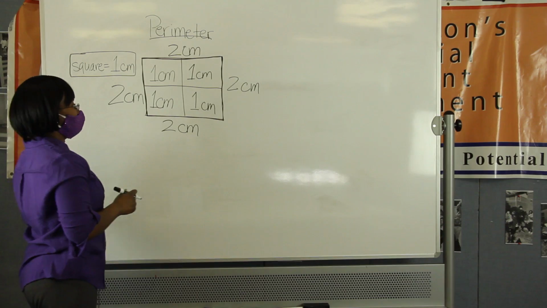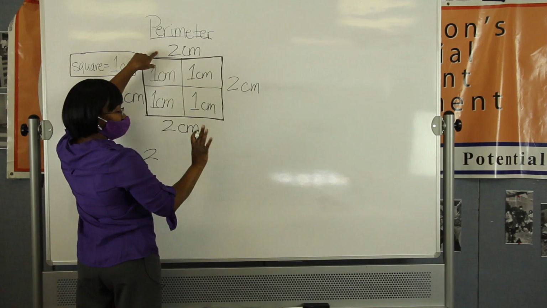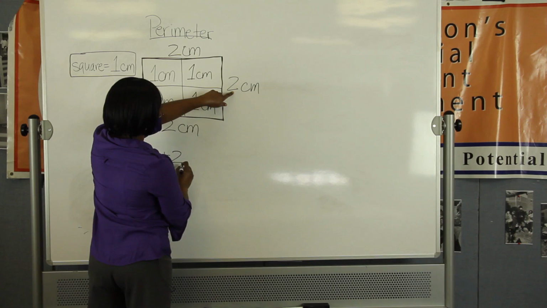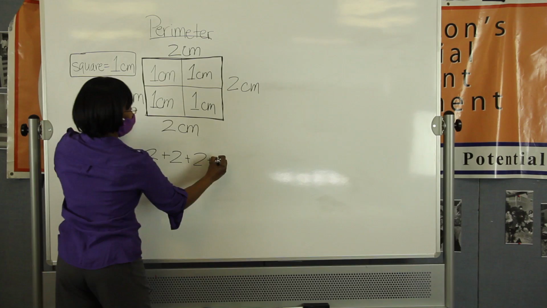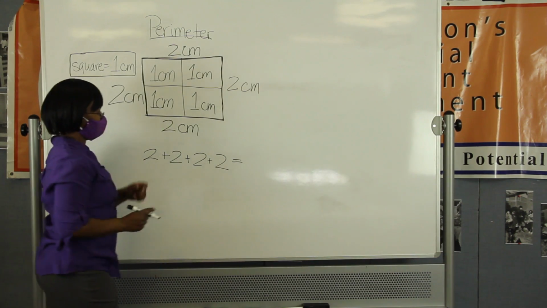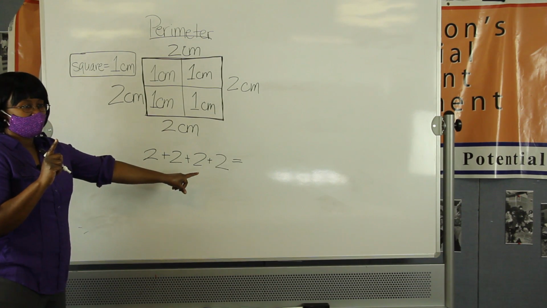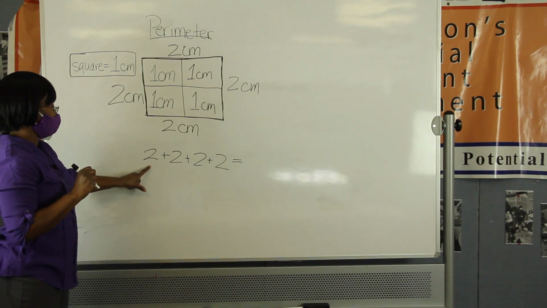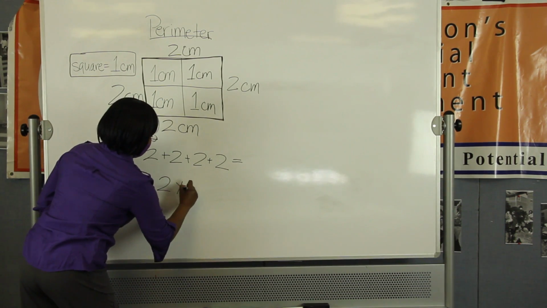So now we have to add each side. So the first side is going to be 2. We're going to drop the centimeters just for a second. Plus 2 plus 2 plus 2. And now we have to add it. But here's the thing. You can add them all using addition, but what's another shortcut you can use? You can use multiplication. 2 times 1, 2, 3, 4. It's the same as 2 times 4.